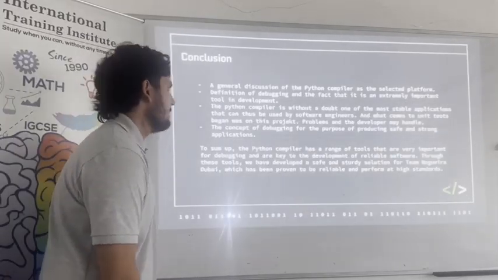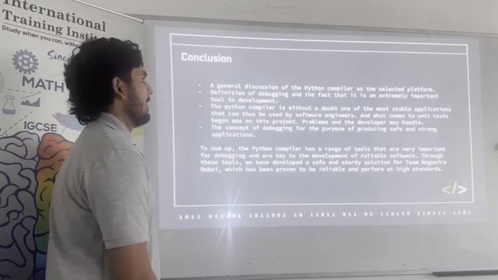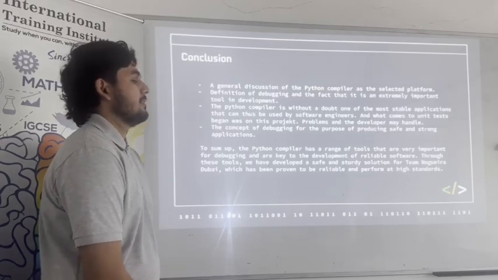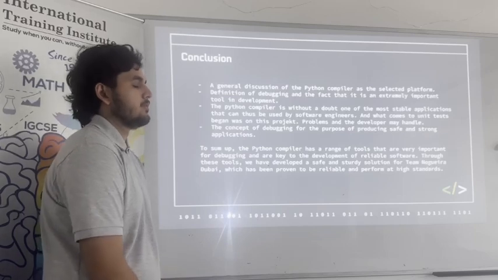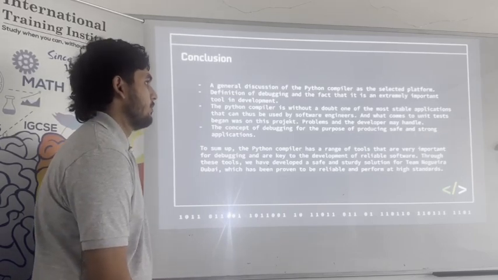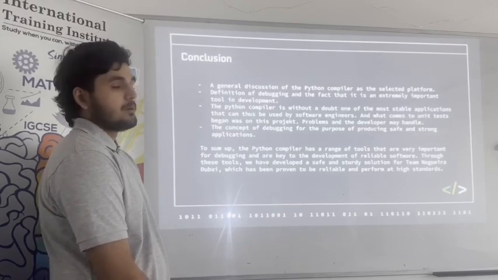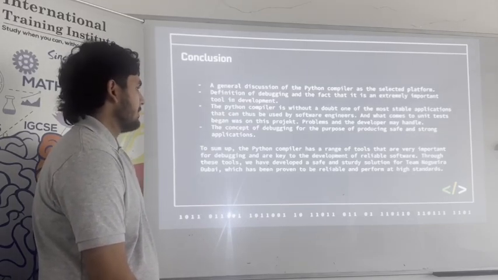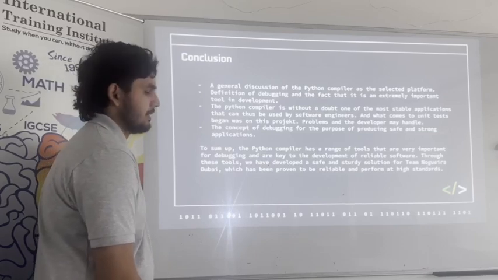So in conclusion, we have gone through a general discussion of the Python compiler as the selected platform. We have defined debugging and the fact that it is an extremely important tool in development, which was an extremely important tool in our application. The Python compiler is without a doubt one of the most stable applications that can be used by software engineers. And as for unit tests, again, they were used on this project for problems in the development, so the concept of debugging is for the purpose of producing safe and strong applications.